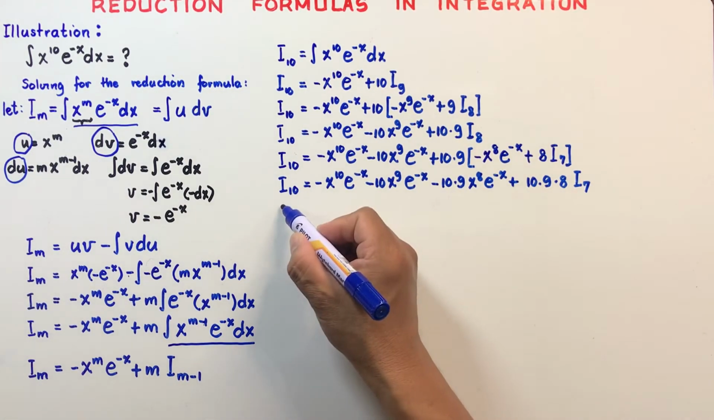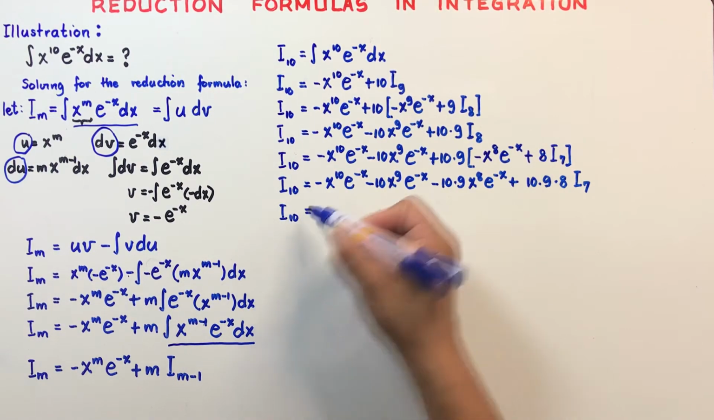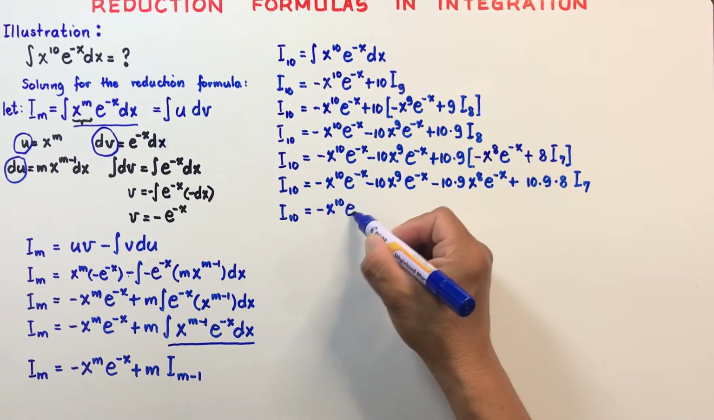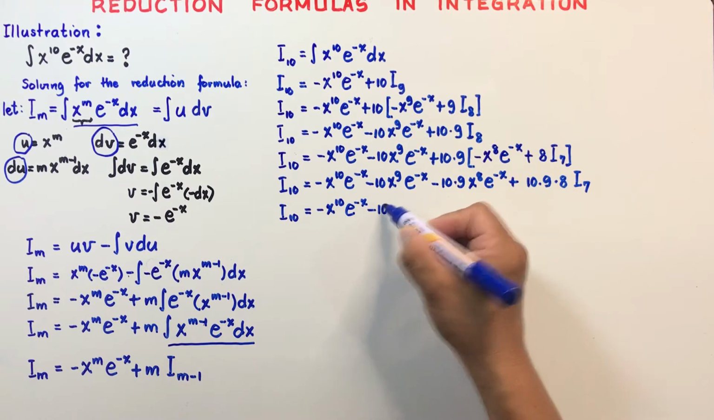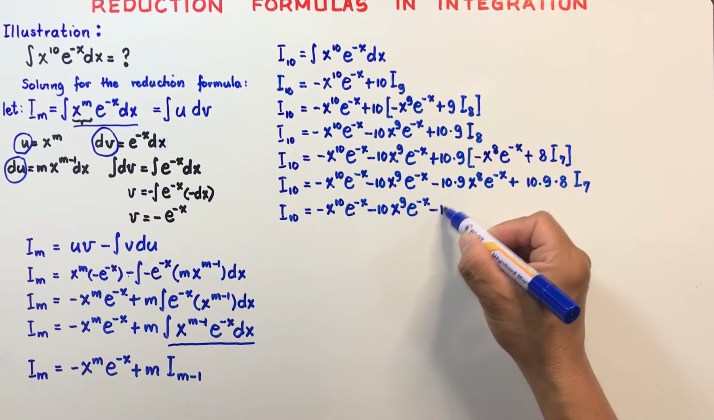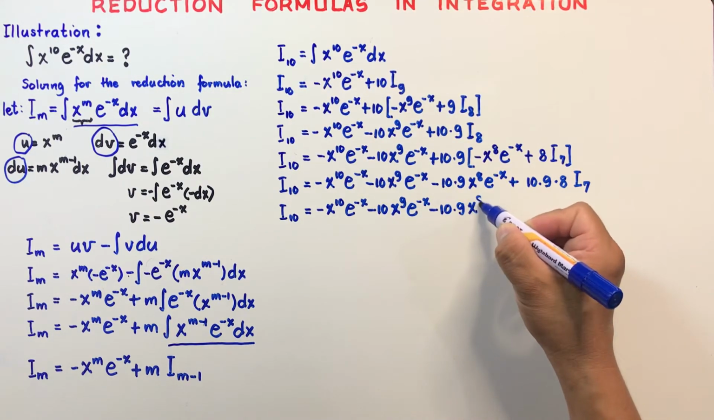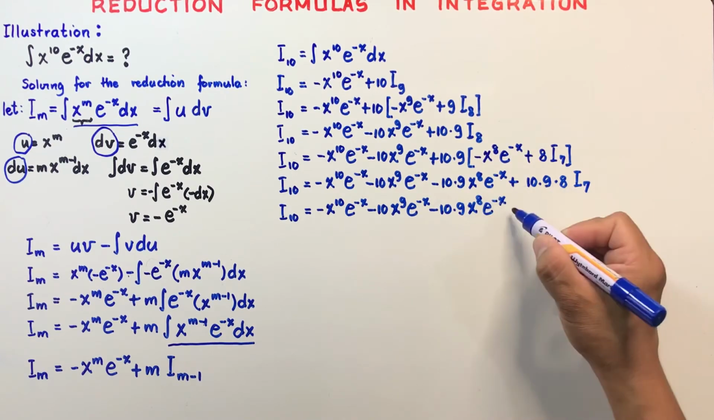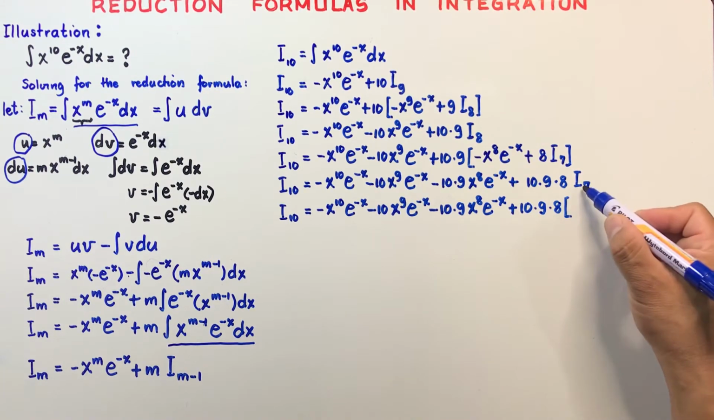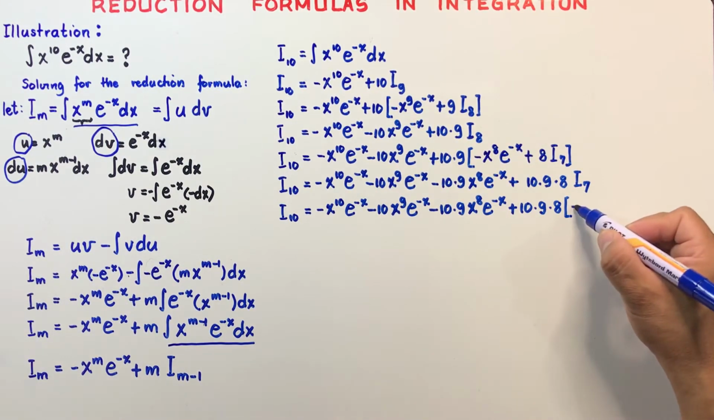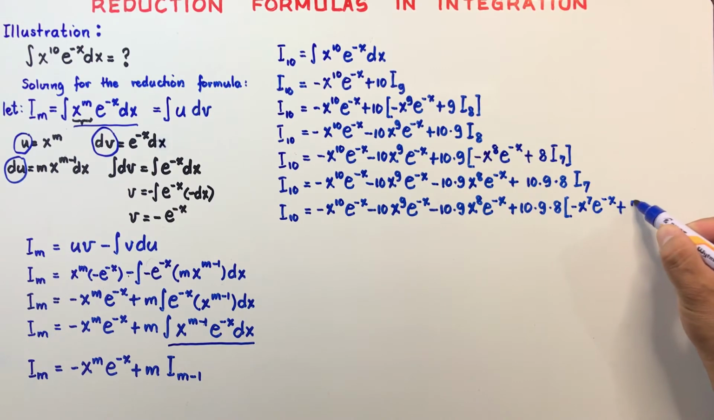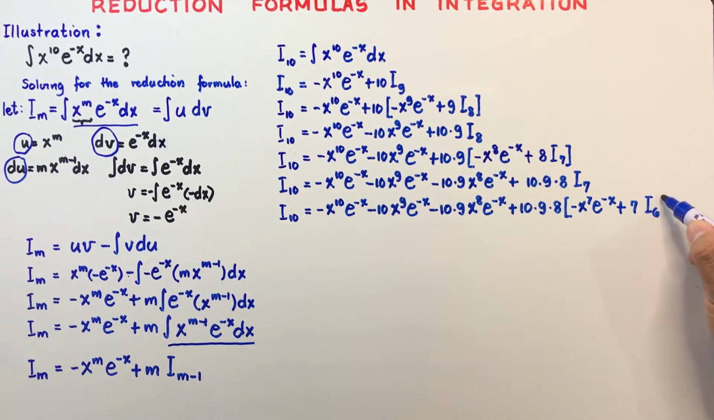And then again, we need to apply our reduction formula here. So we have negative x to the power 10 e to the negative x minus 10 x to the power 9 times e to the negative x minus 10 times 9 x to the power 8 e to the negative x plus 10 times 9 times 8 times our I sub 7, which is negative x to the power 7 times e to the negative x plus 7 times I sub 6 here.